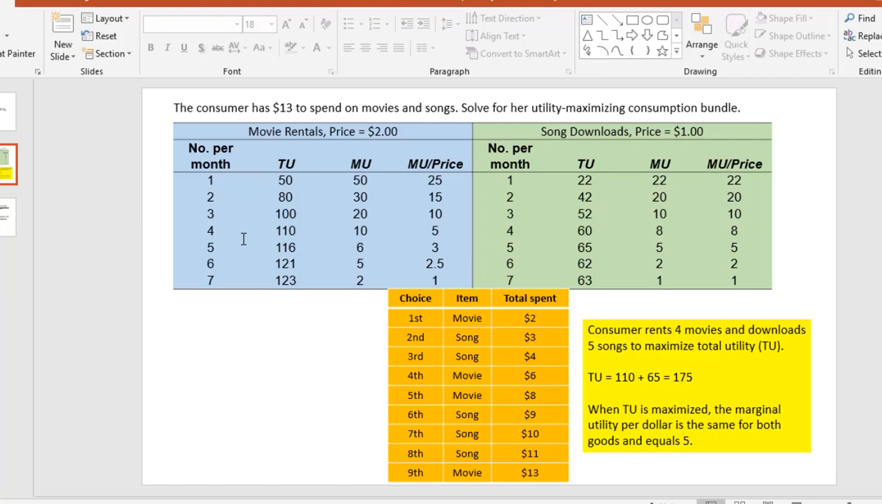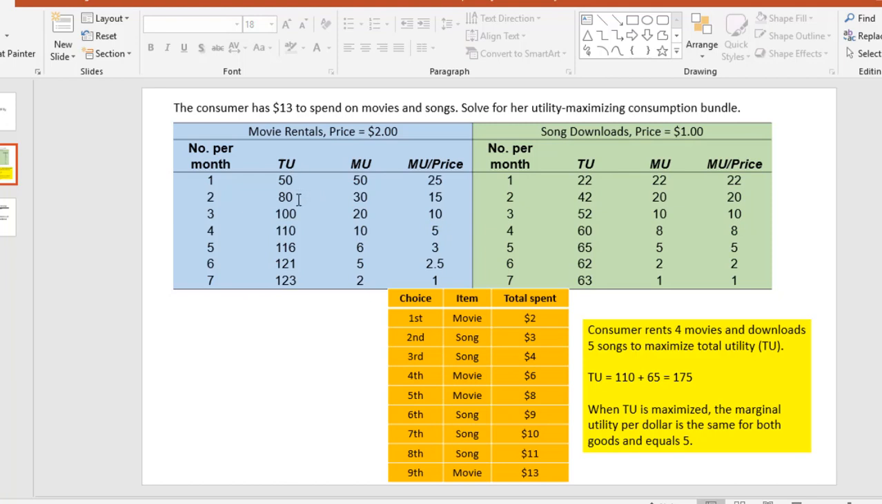So over here on the left we have information on movies: the number of movie rentals for the month, 1 through 7, and the total utility. So with, say, 3 movie rentals for the month, her total utility would be 100. With 6 movie rentals for the month, her total utility would be 121. And in the column MU, we have the marginal utility of movie rentals. It just gives us the increase in total utility from renting one more movie.